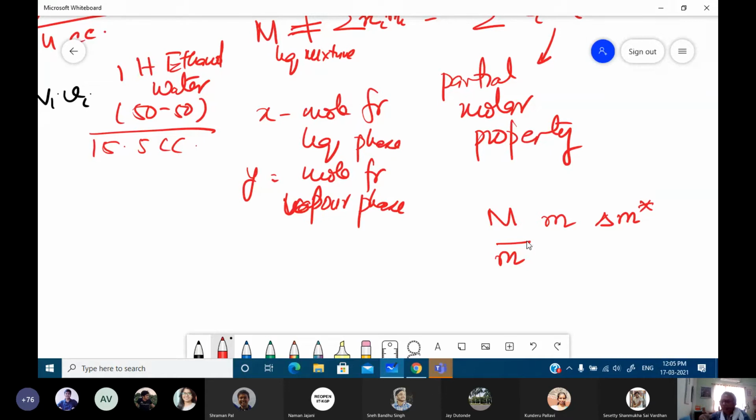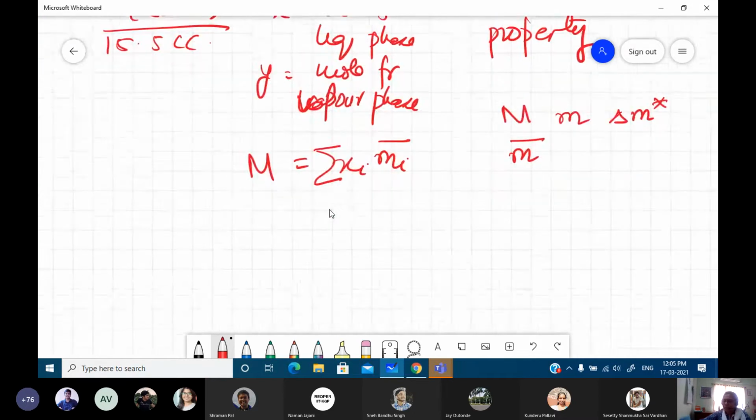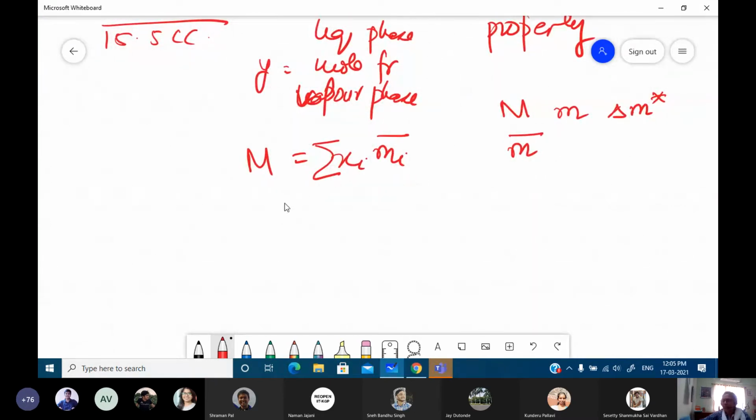When it is a pure substance, we define a molar property. When it is in a solution, we define a partial molar property. So for any property, the additive rule is applicable for the partial molar property and not for the molar property. And as I have told you, the partial molar property is the increase in the property when 1 mole of the component is added and all other components are kept as they are.